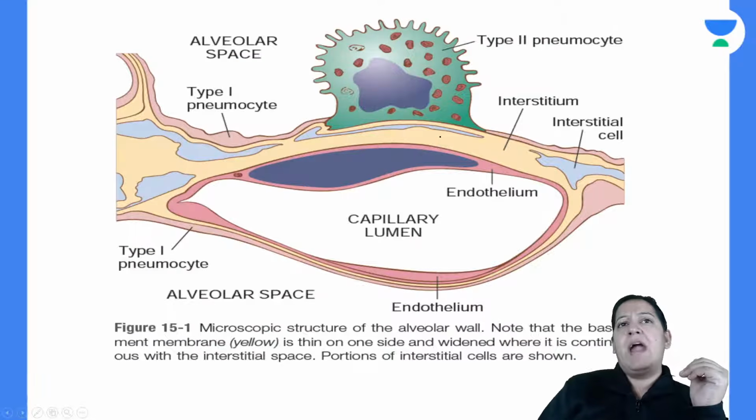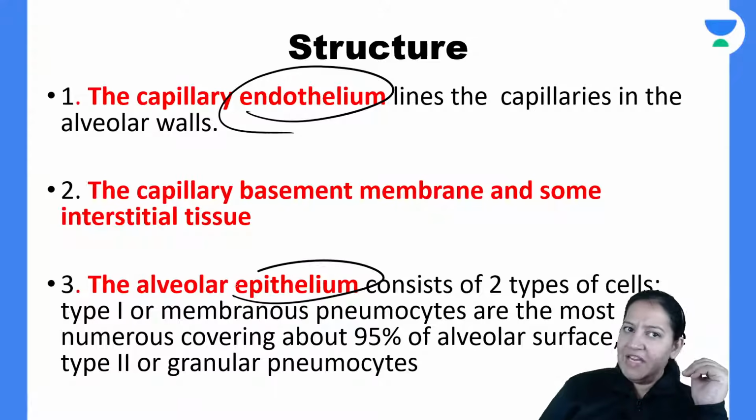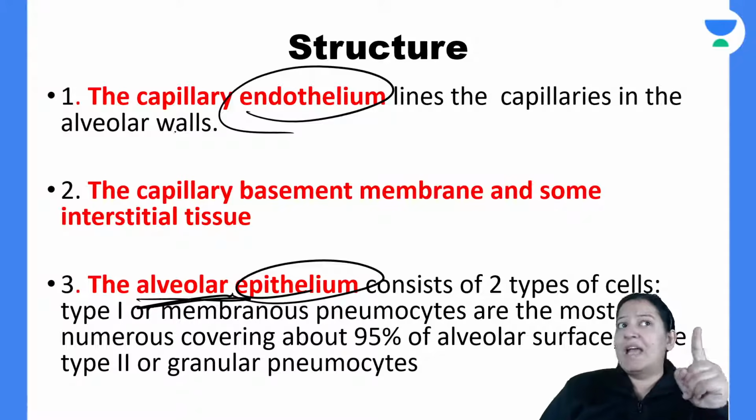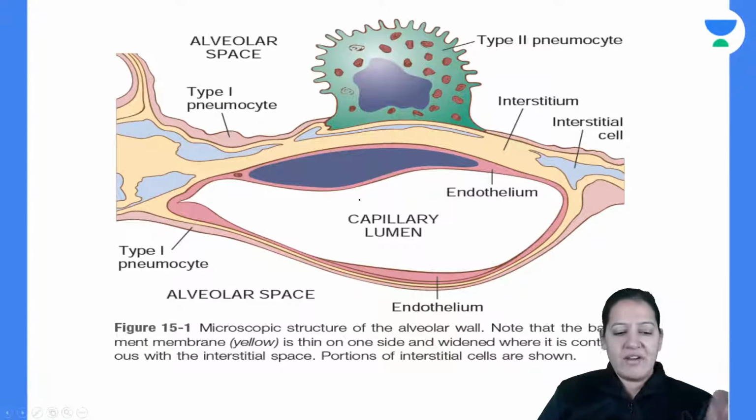So between the epithelium and endothelium, on one side endothelium, on one side epithelium, alveolar sac and capillary endothelium, and in between is the basement membrane. You can see this is the best diagram I can show you.